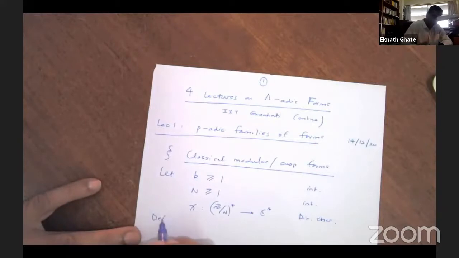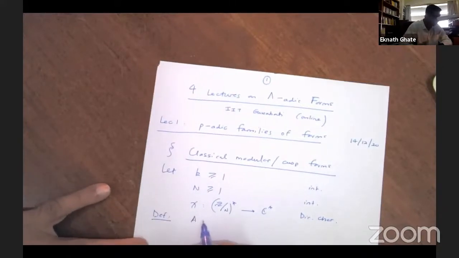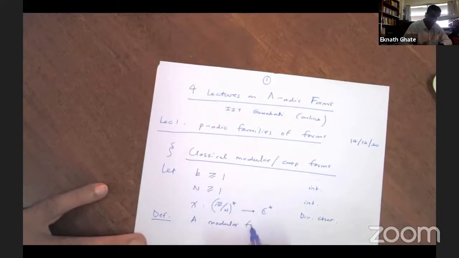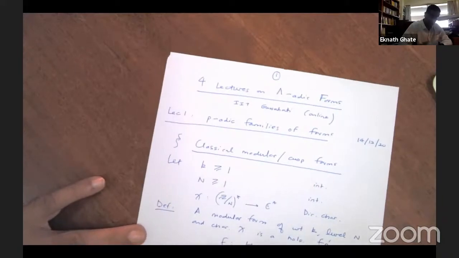As we all know, and as was recalled just an hour and 45 minutes ago, a modular form of weight k, level n, and character chi is a holomorphic function f from the upper half plane to the complex numbers. So it's a function on the upper half plane.